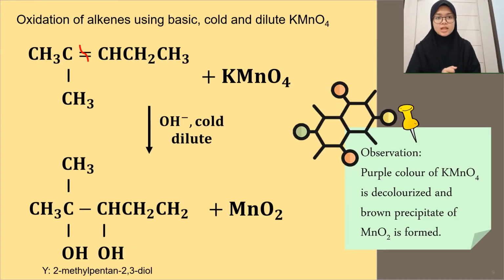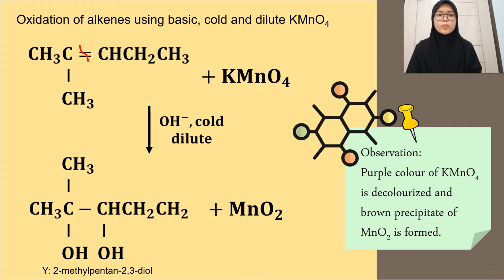As we have learned in the lecture, potassium permanganate in base can be used to oxidize alkenes to 1,2-diols, which are glycols. This reaction is called Baeyer's test. It can serve as a reaction to detect the presence of carbon-carbon double bonds. So in this reaction, we already know that X is 2-methyl-2-pentene.